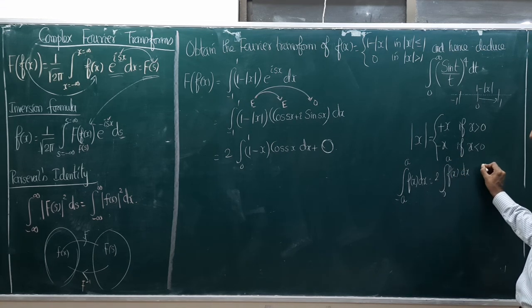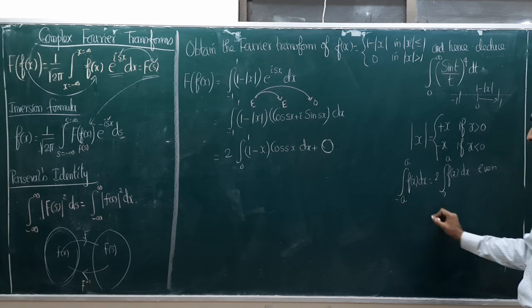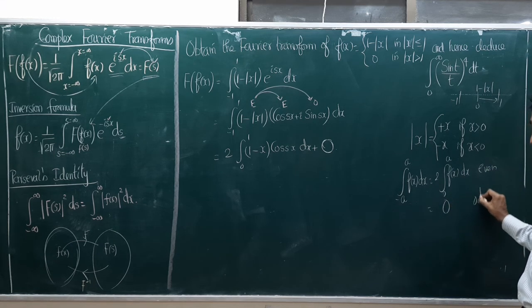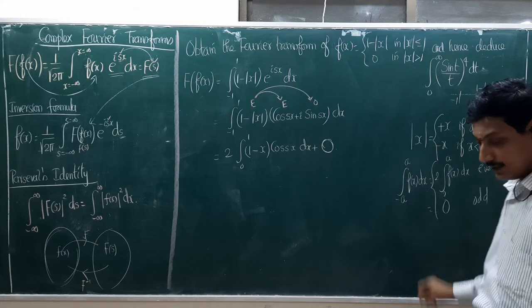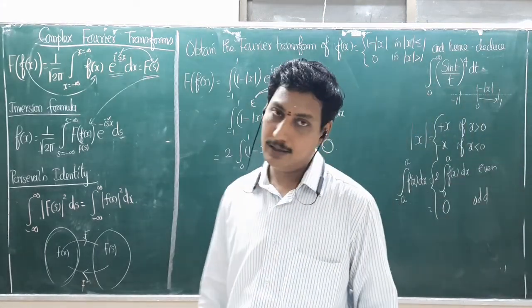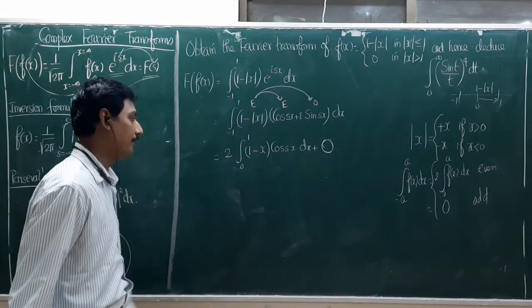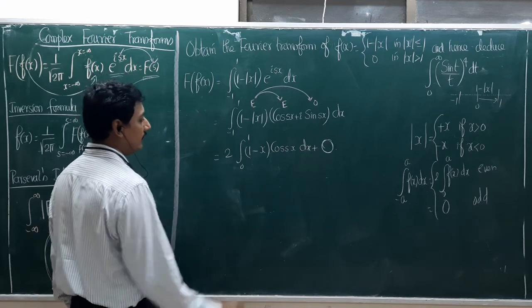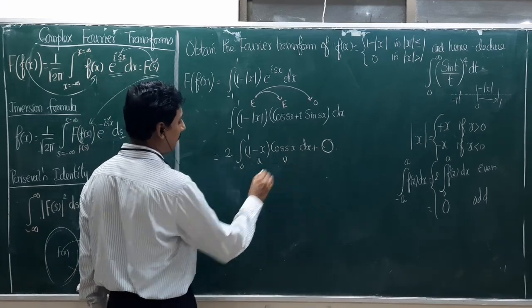If the function is even, it is equal to 2 times the integral from 0; if the function is odd, it is equal to 0. So by using this property in the definite integral, I got this step. Once we get this, we can integrate it with the help of Bernoulli's formula.